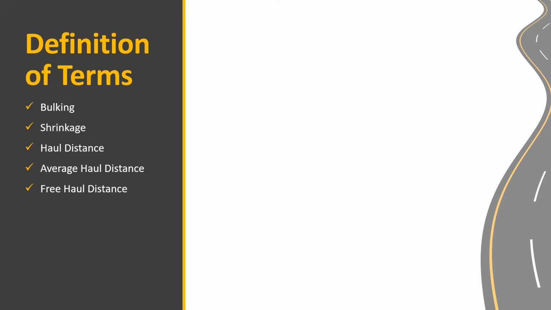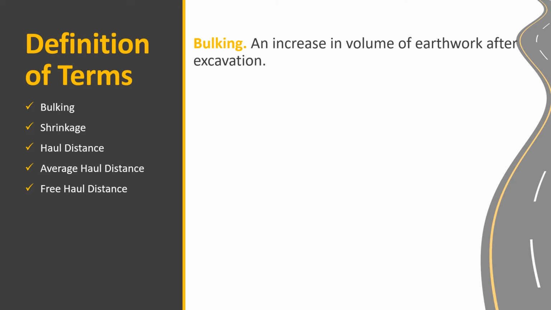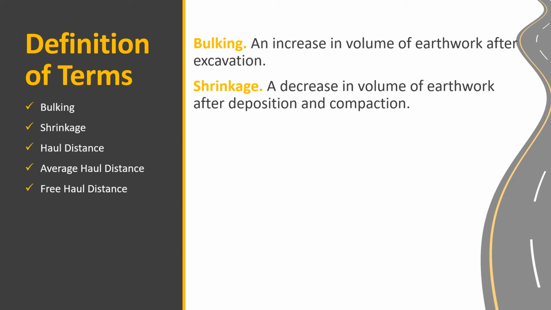So first, we will define some terms before we proceed to the problem solving. Bulking is an increase in volume of earthwork after excavation. Usually, siguro nakatry kayo mag-excavate sa bahay niyo ng soil. So pag na-excavate yung soil, nagbo-bulk siya. So lumalaki yung volume ng soil. Next is shrinkage, the opposite. It is the decrease in volume of earthwork after deposition or compaction. So pag kinumpak mo naman yung soil, liliit yung volume niya, or that is called shrinkage.